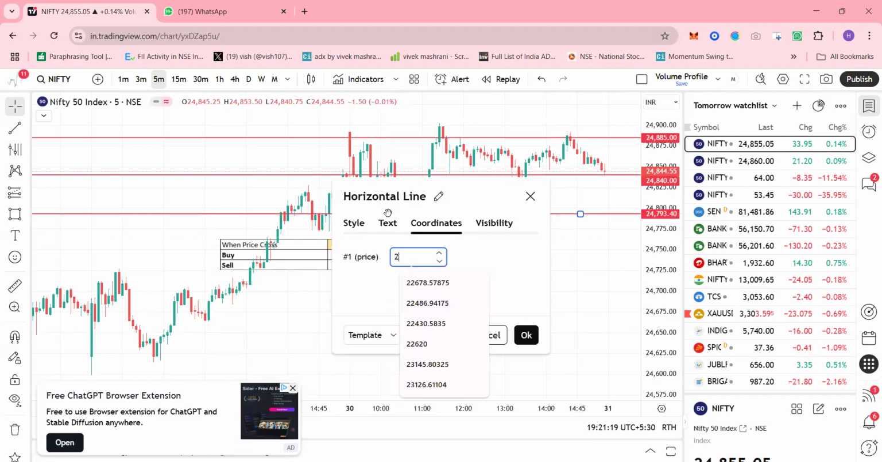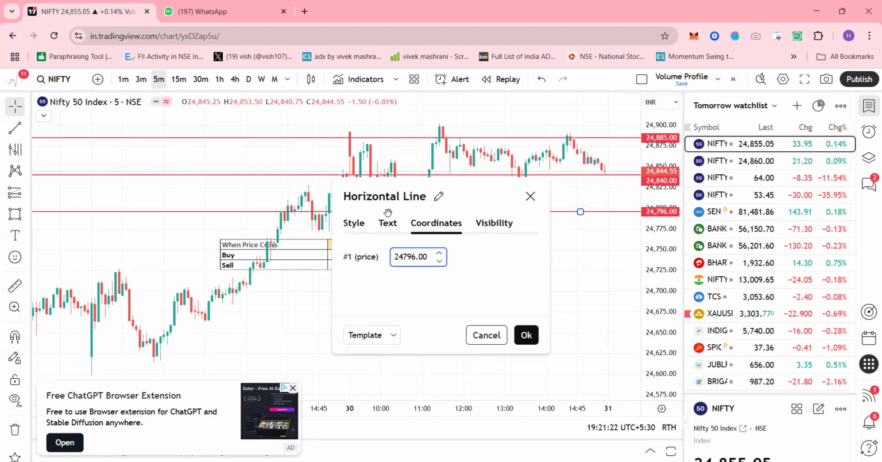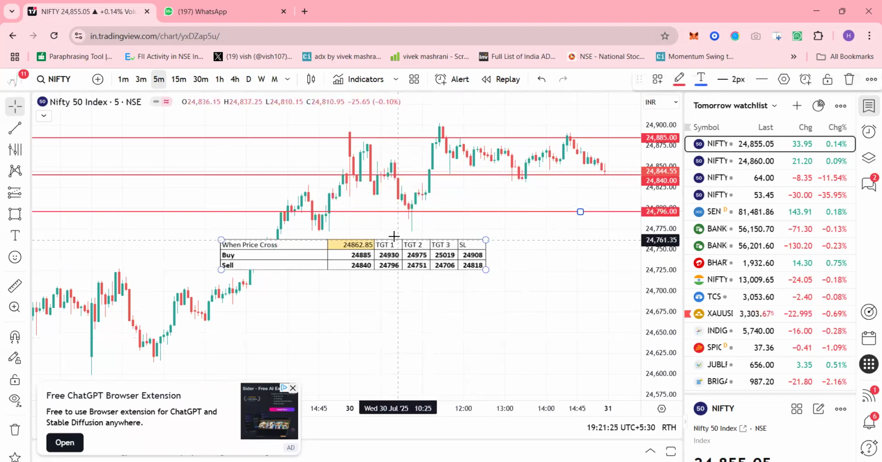24,796. So the first target was hit, correct? First time, I think the stop loss got hit, and then it gave a re-entry, and then the first target is hit. So whenever the first target is hit, I generally recommend to exit or keep your stop loss at break even, because unless the target one level is broken, it will not go to the next level. I'll repeat, unless it breaks this level, it will not go to the second target, which is 24,975.